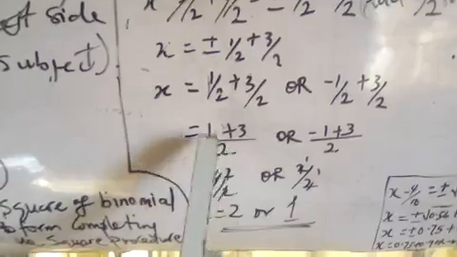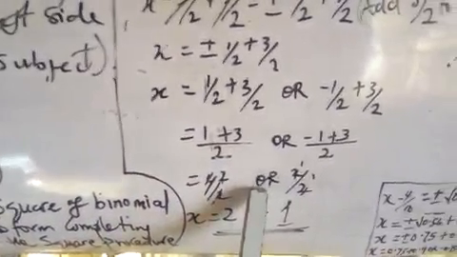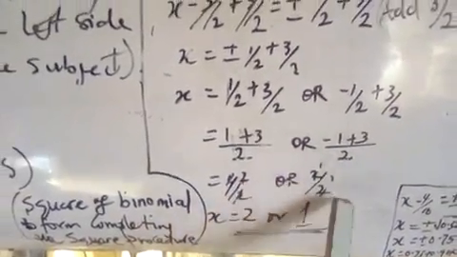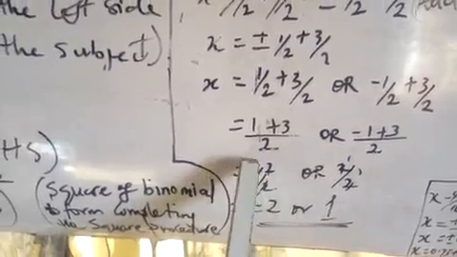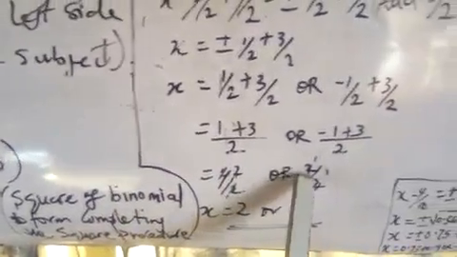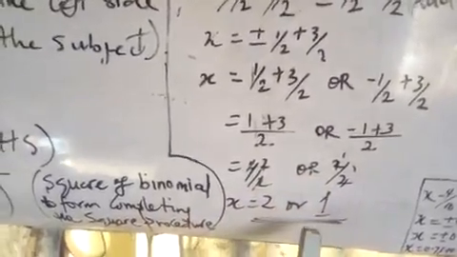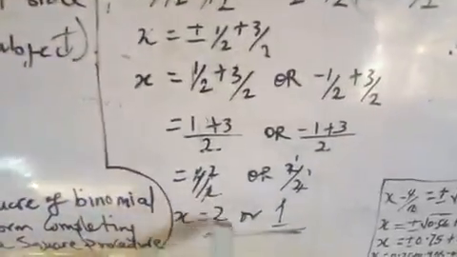Then you have 1 plus 3 will give you 4. That is 4 over 2. Or minus 1 plus 3 will give you 2. That's 2 over 2. Then 2 into 2, 1, 2 into 4, 2. So you're left with 2, or 2 over 2 will give you 1. So the answer, which are the roots of this quadratic equation, is actually 1 and 2.